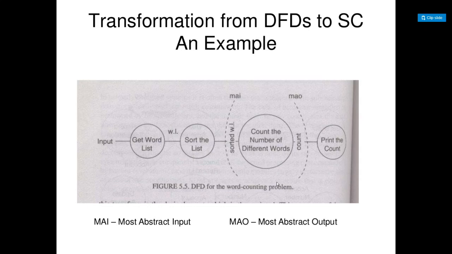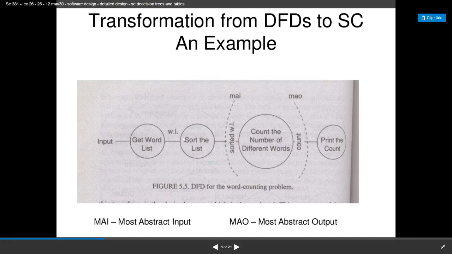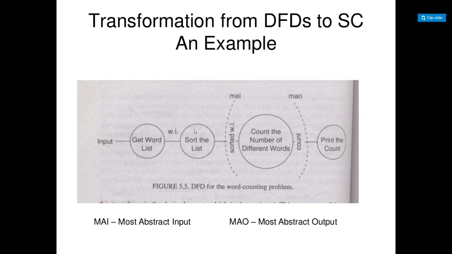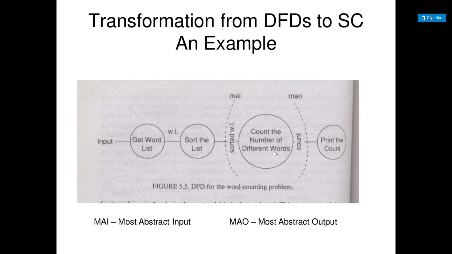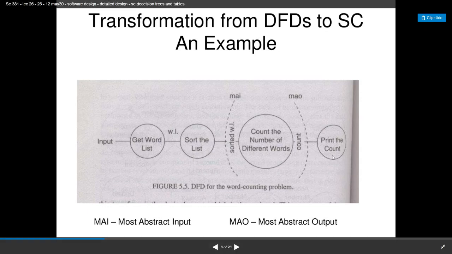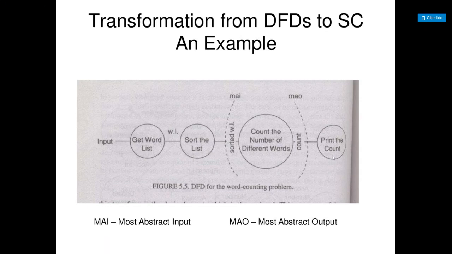As input, we get the word list, then the word input. So you sort the list, that is, you sort the things as a blank space, new line character and the words. Okay, so that is the most abstract input. Then in the function, what happens? The number of different words present in the file is counted. Then that is given as a print, as a count. So number of words present in the file are so and so. Okay, so this is the DFD.